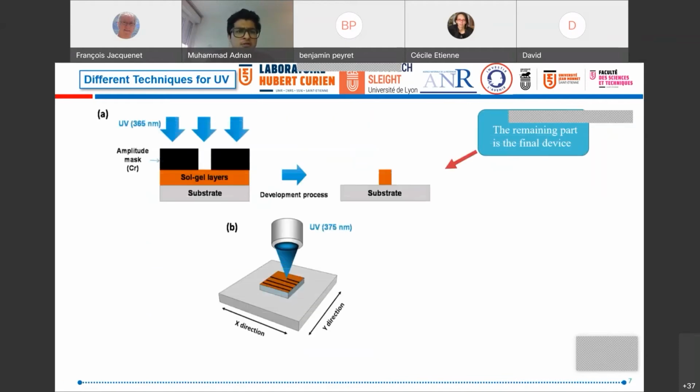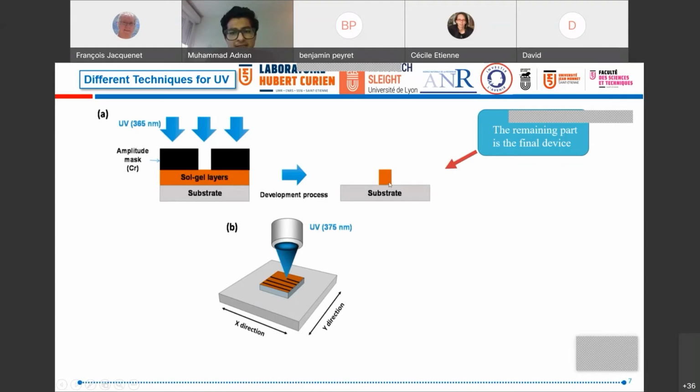Now I will talk about different techniques for UV photolithography. There are two techniques. The first one is the amplitude mask technique, and the second is the direct laser writing technique. In the amplitude mask technique, we made UV exposure using a UV lamp operating at 365 nanometers on an unpolymerized solution. Then we did development with butanol to remove the unpolymerized part.